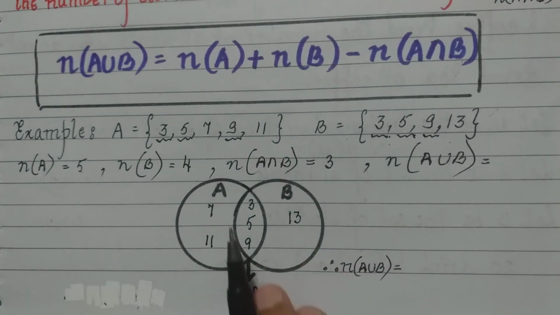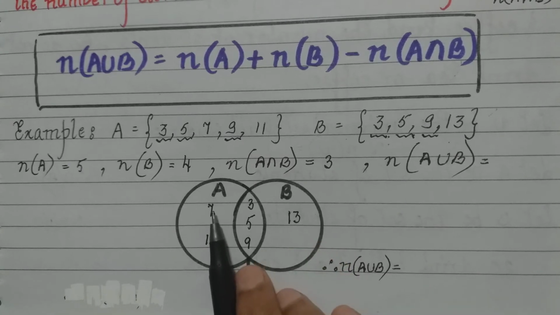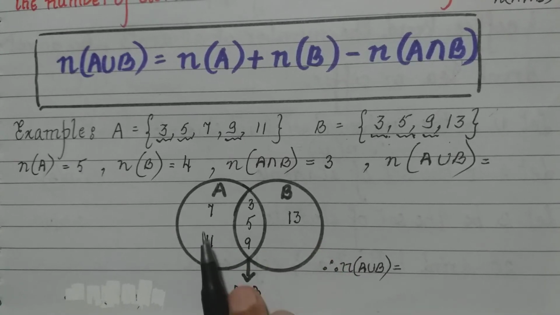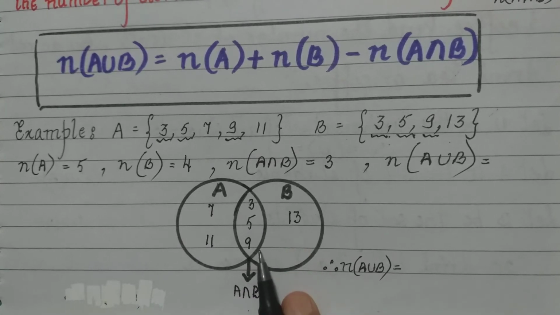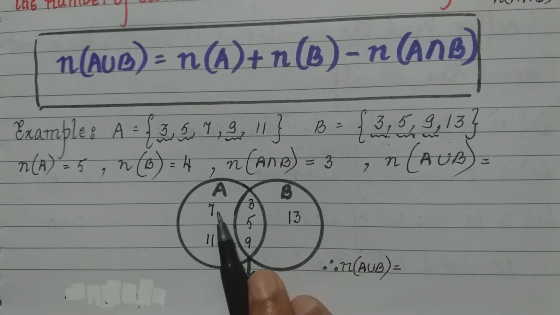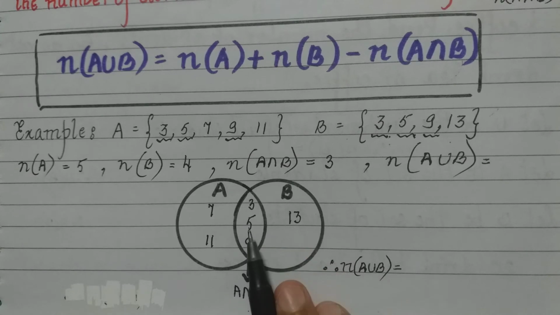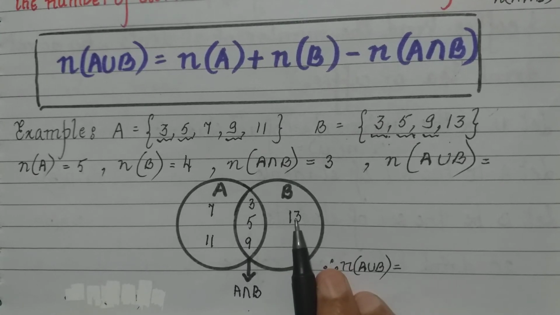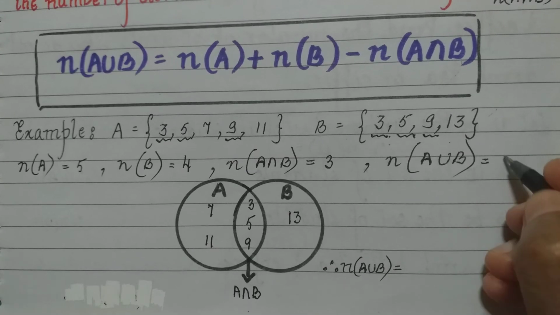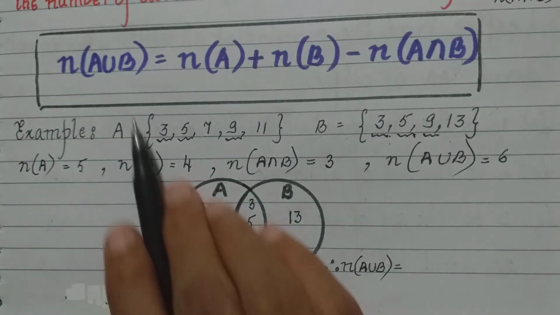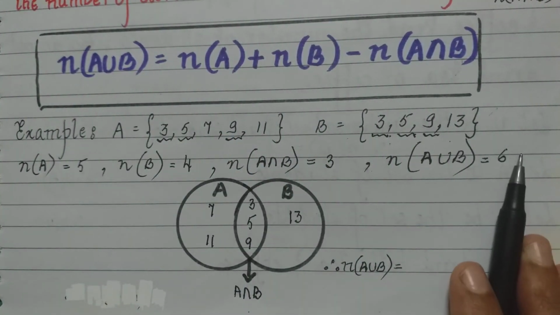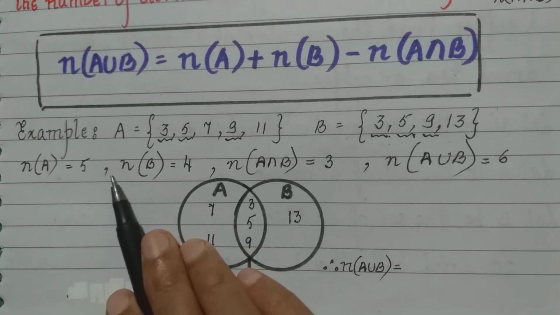Now when I see here A union B, it will have the elements 1, 7, 11, 3, 5, 9 and 13. If I count these elements in n of A union B, how many will they be? 1, 2, 3, 4, 5 and 6. That means n of A union B is equal to 6. Let us now put these values which we have got in the formula and see if we get n of A union B as 6.